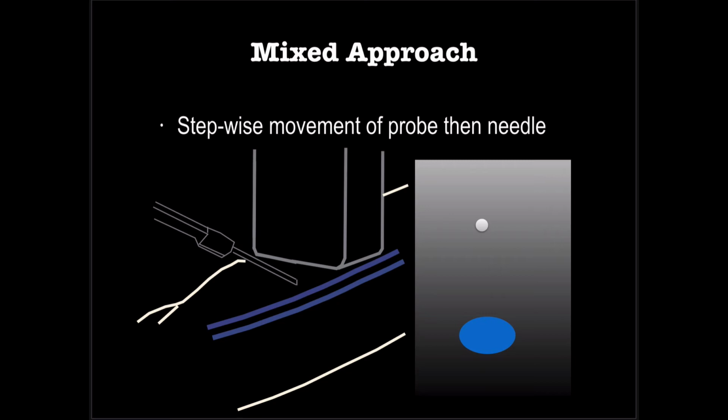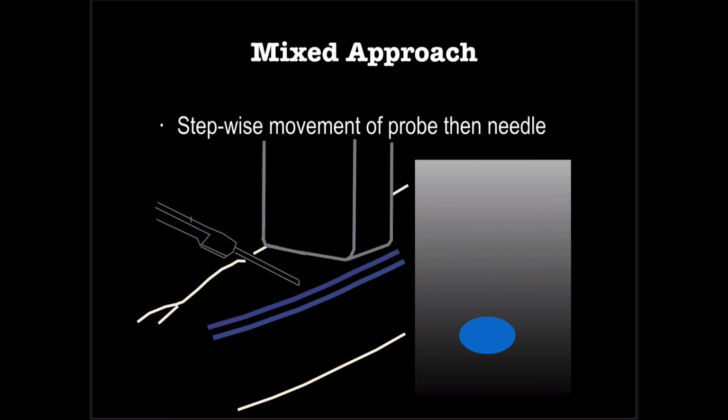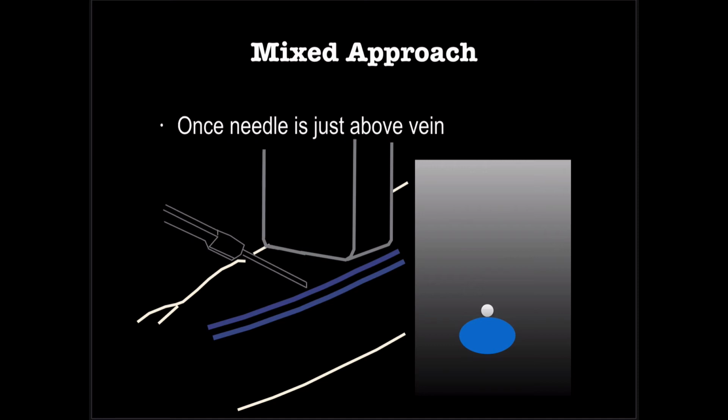Then we're going to advance our transducer again. Our needle is going to disappear. We advance our needle. The needle now is going to be closer to the vein. Once the needle is close enough to the vein, we know that it's pointing at the vein.